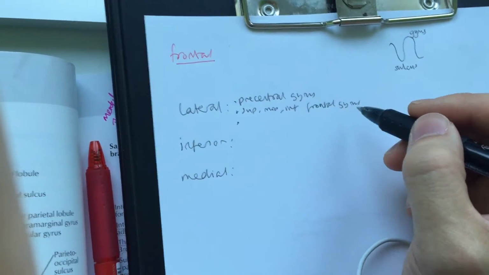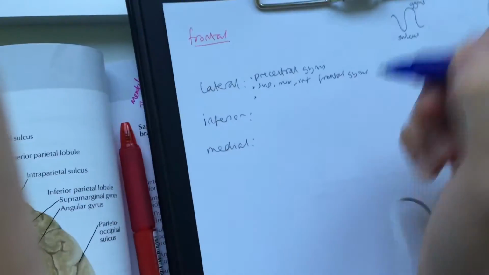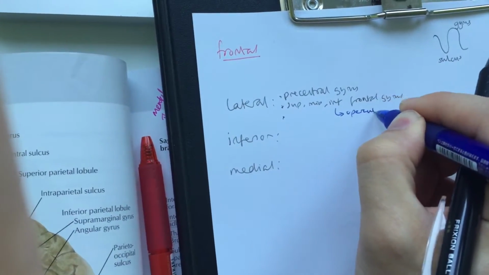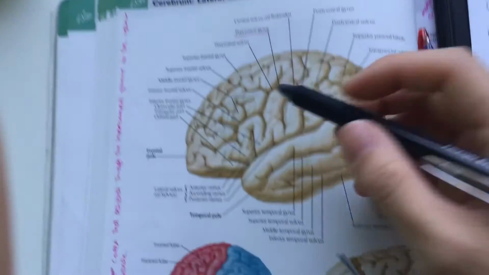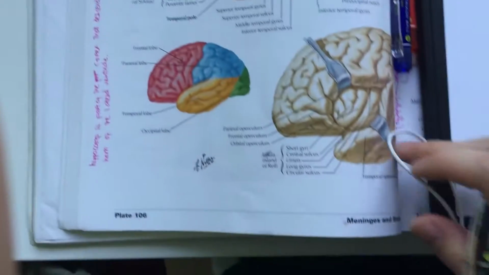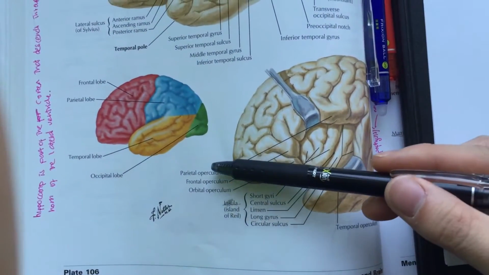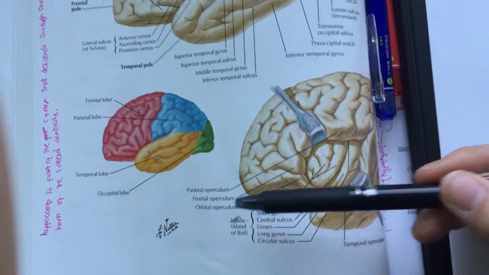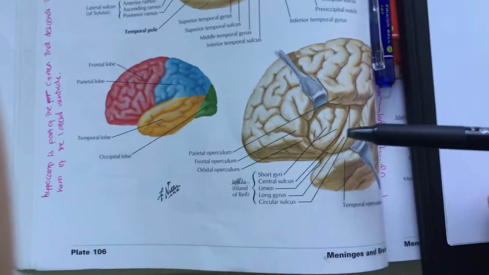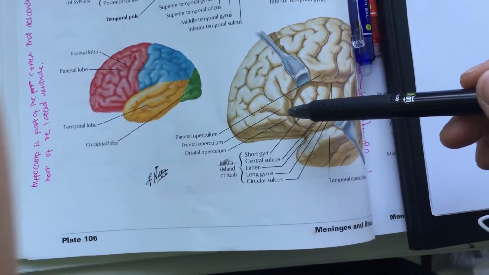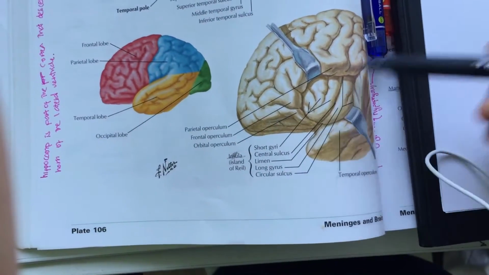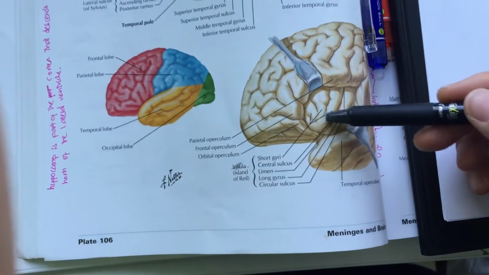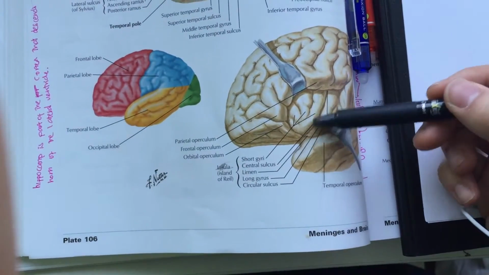So superior, middle, and inferior frontal gyrus, but on the inferior is where you have the operculum, and it covers the insula. Why am I explaining the insula and saying that the operculum is covering it? Because if you look at this picture here, you have operculum for the parietal lobe, the frontal lobe, and the orbital lobe. The orbital operculum. So the operculum is like a covering of the insula. This is the lateral sulcus. If you move apart the lateral sulcus, you'll see underneath the operculum, you'll find the insula.